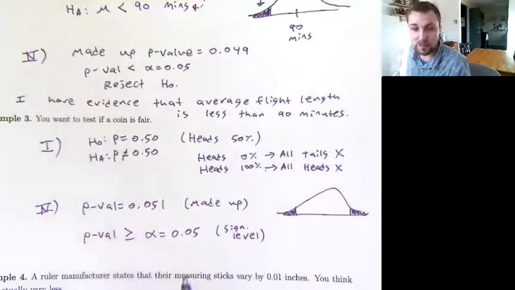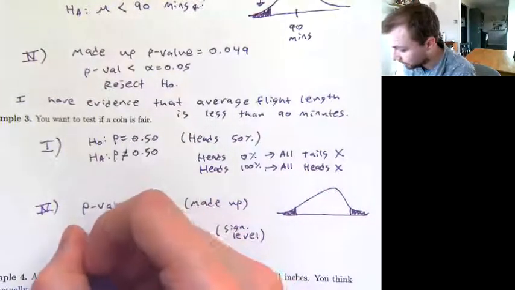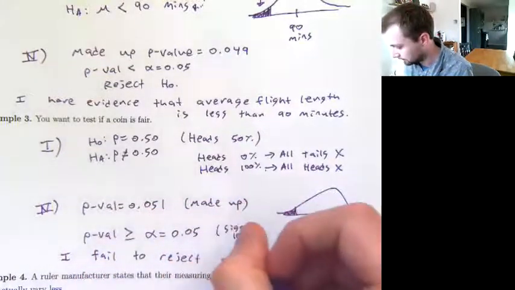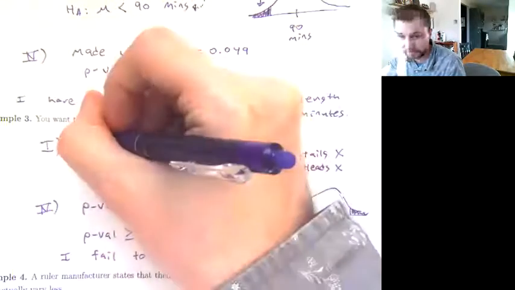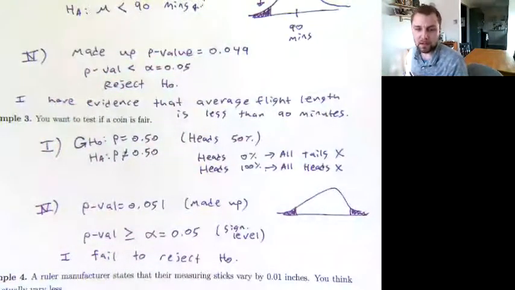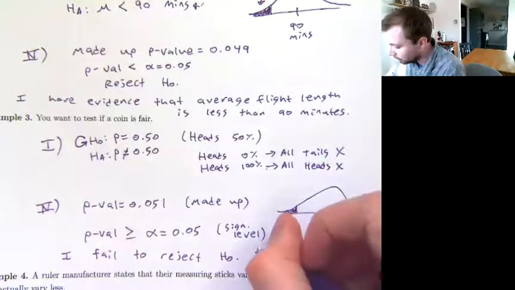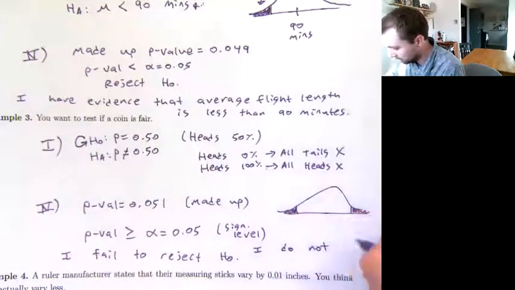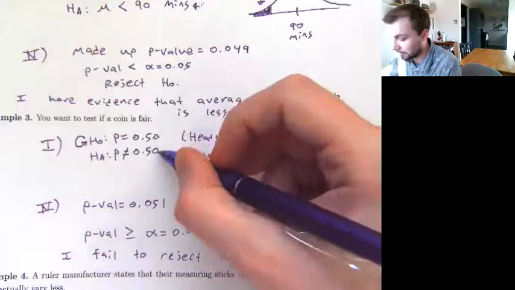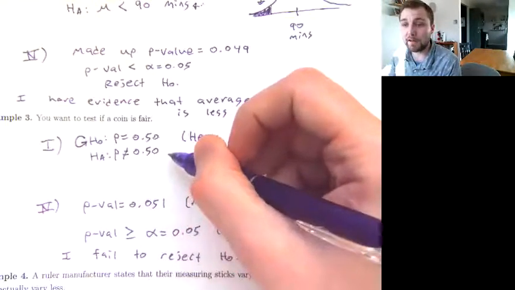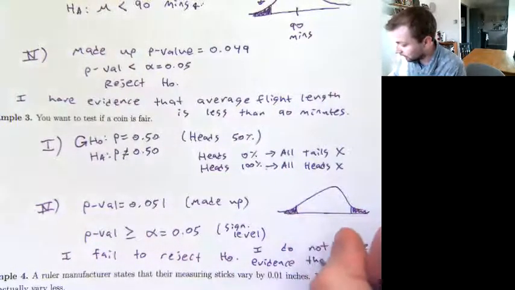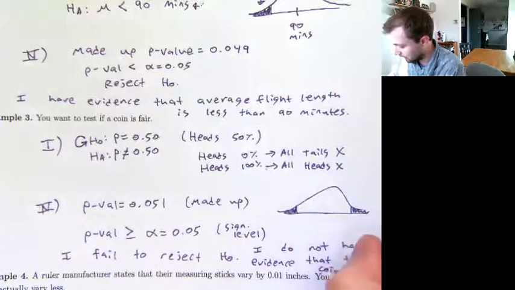If my p-value is large, I fail to reject the null hypothesis. I wanted to be able to say that the coin was unfair, but unfortunately, I'm stuck at that null hypothesis. In other words, I do not have evidence of the alternative. I don't have evidence of the coin being unfair. Otherwise, I would say the coin is unfair. So I do not have evidence that the coin is not fair.